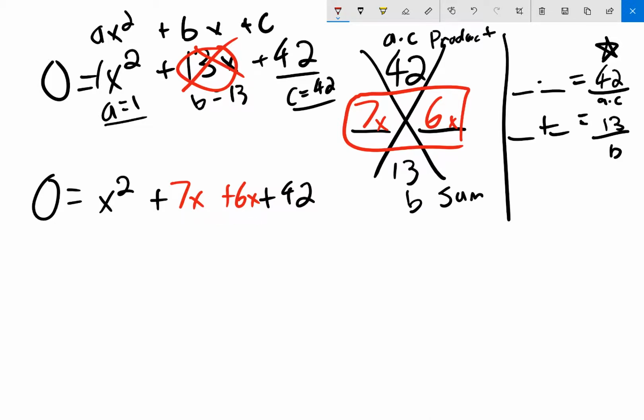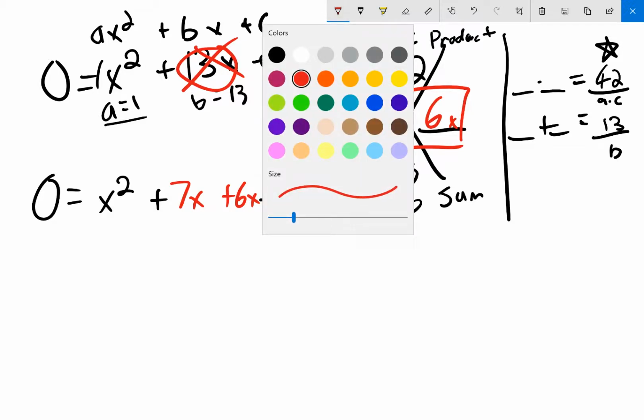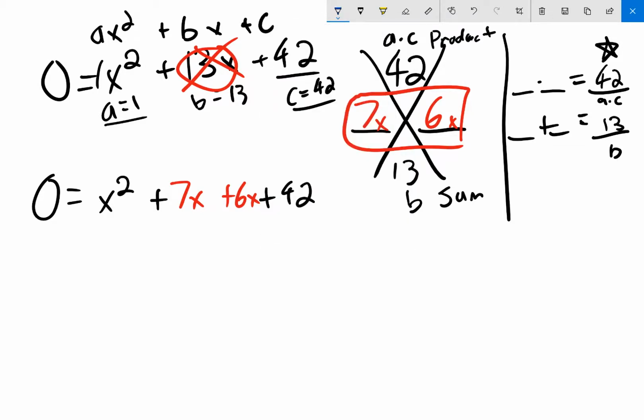But what I'm going to do from here on out is, since I have 4 terms, I'm going to factor my 4 terms by grouping. So to factor by grouping, it's pretty straightforward. You always group the first 2 terms together and the last 2 terms together. So in this case, I'm going to group x squared with 7x, first 2 terms, and I'm going to group the last 2 terms, which is 6x and 42.